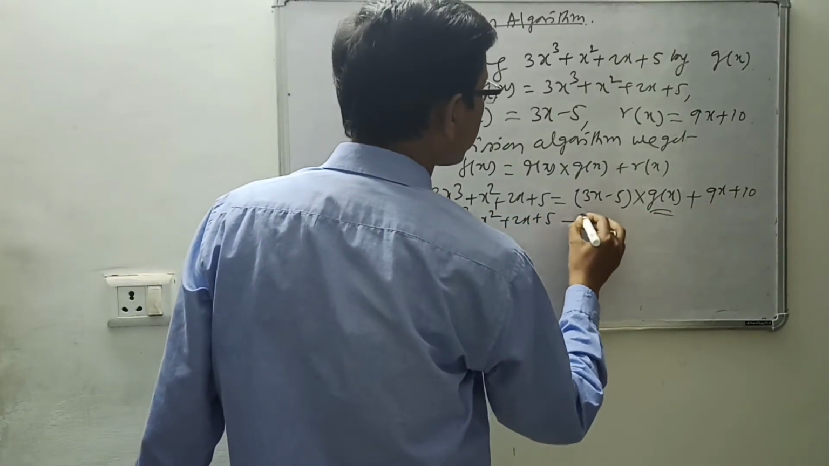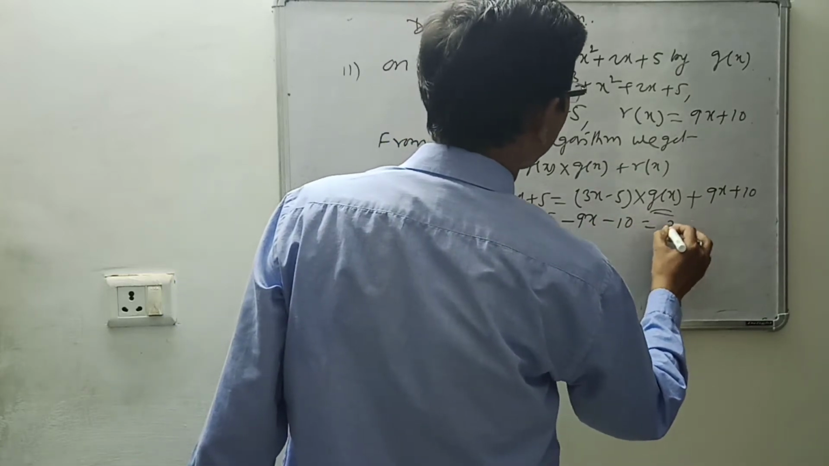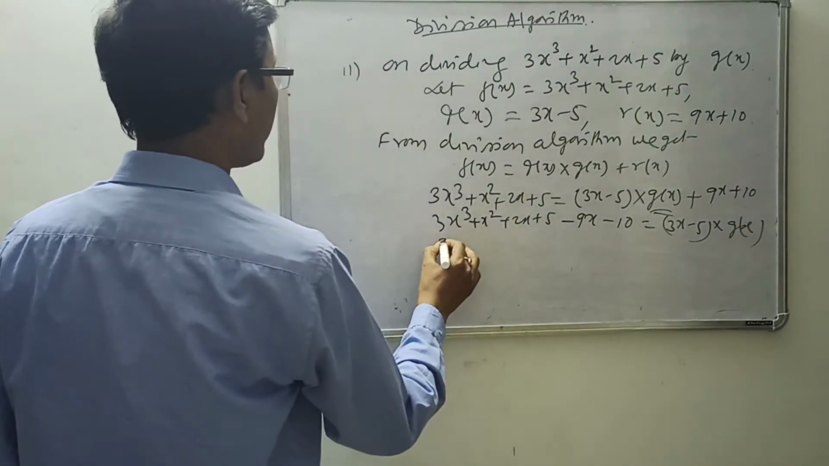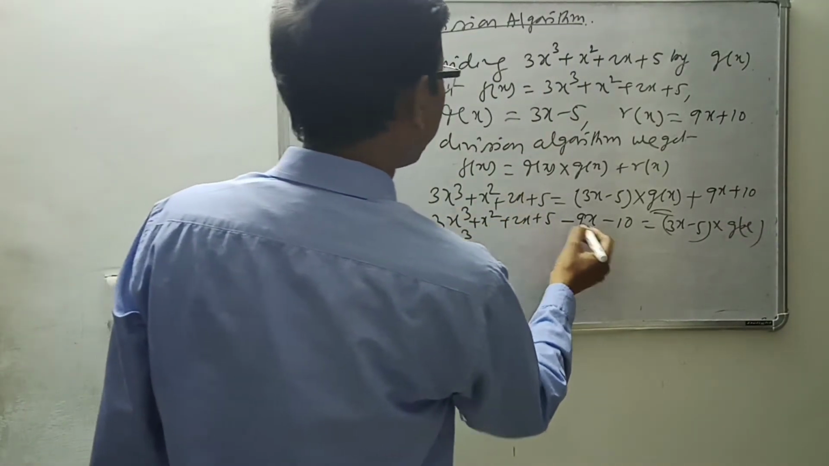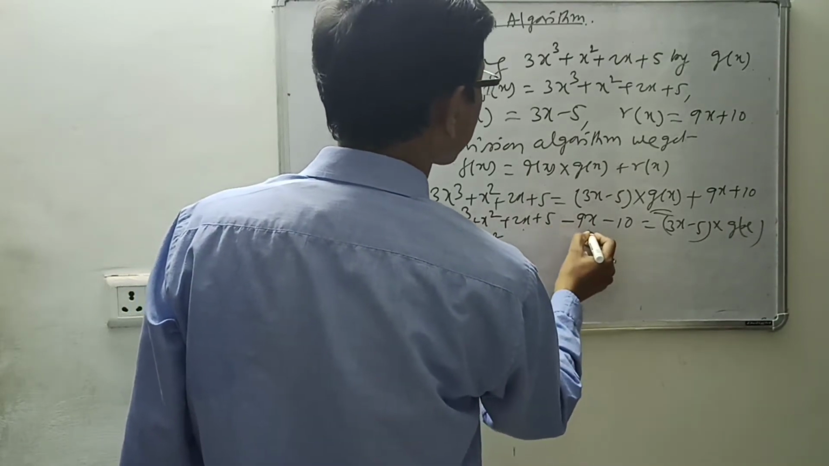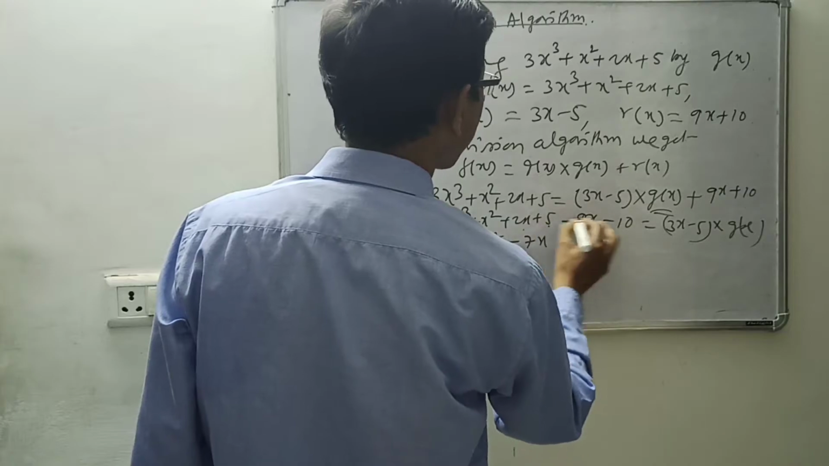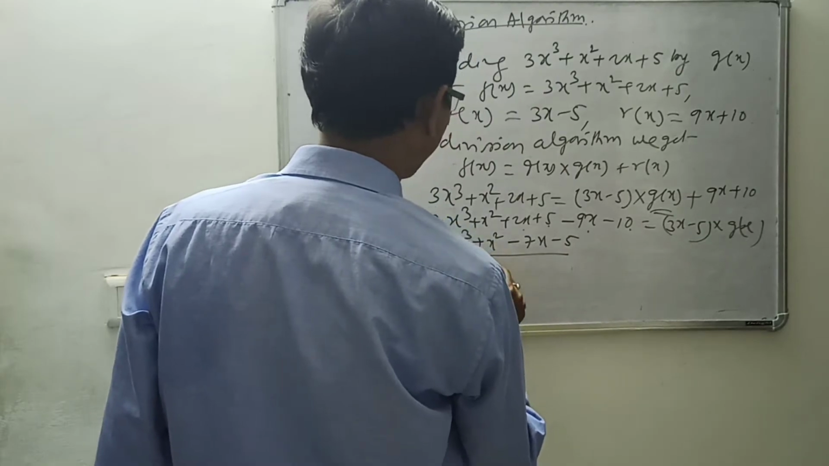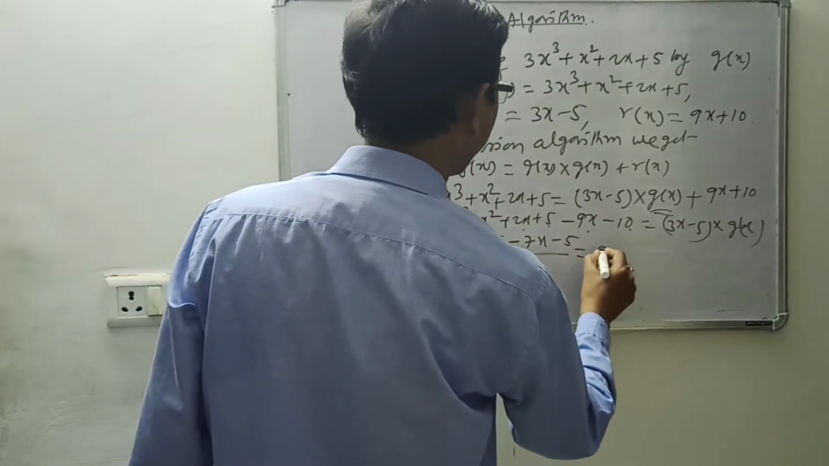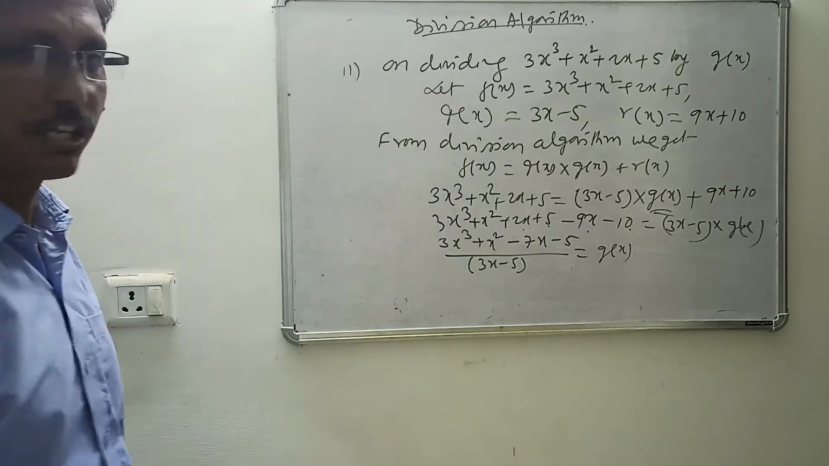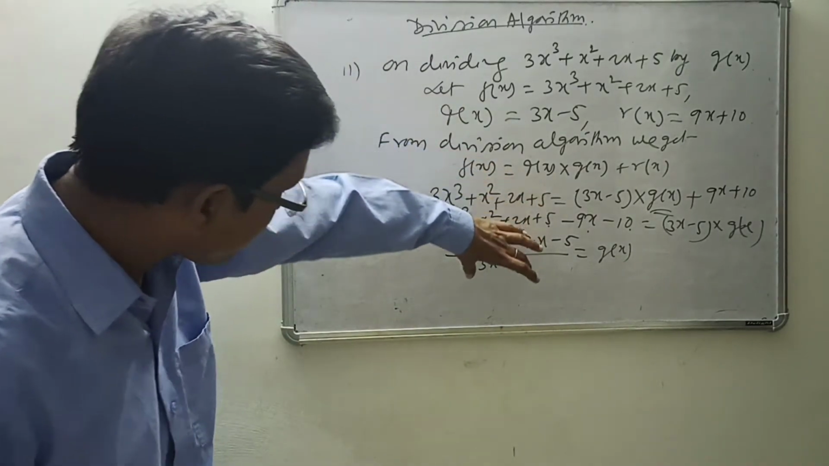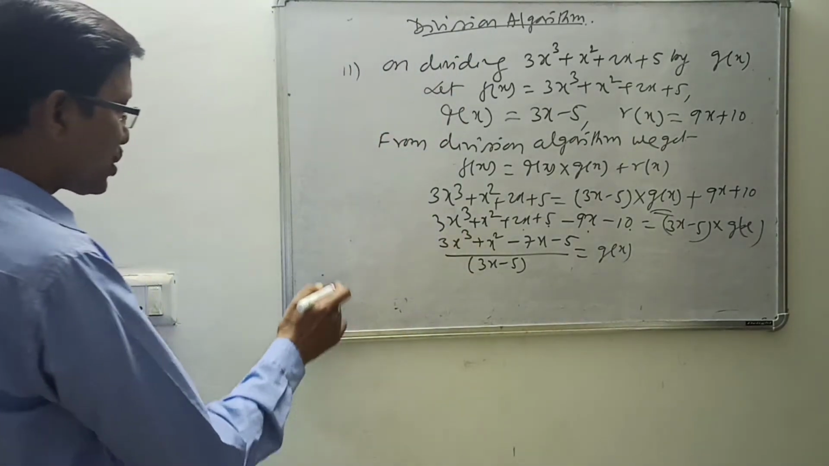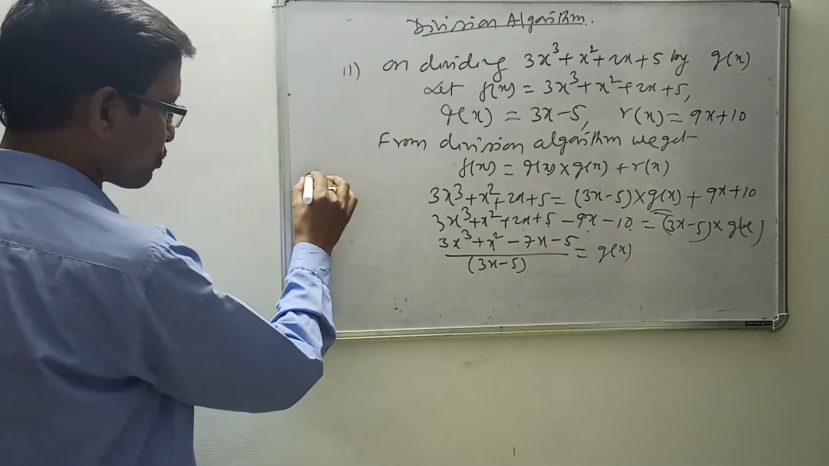You have taken this side, means it will be 9x minus 10 equal to 3x minus 5 into gx. So ultimately 3x cube plus x square plus 2x minus 9x, so minus 7x, plus 5 minus 10, minus 5, divided by this one if you take this side, that is equal to gx. So this is divided by 3x minus 5. That is to be found.